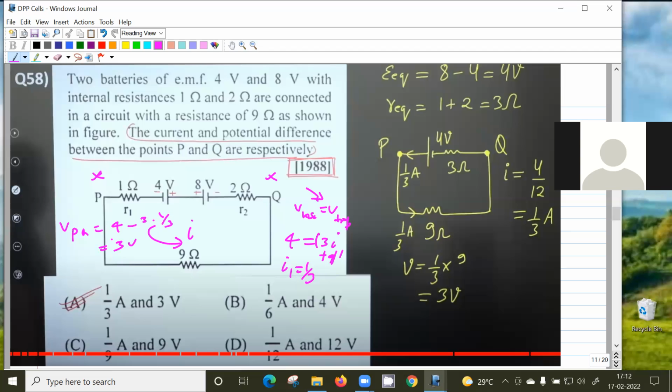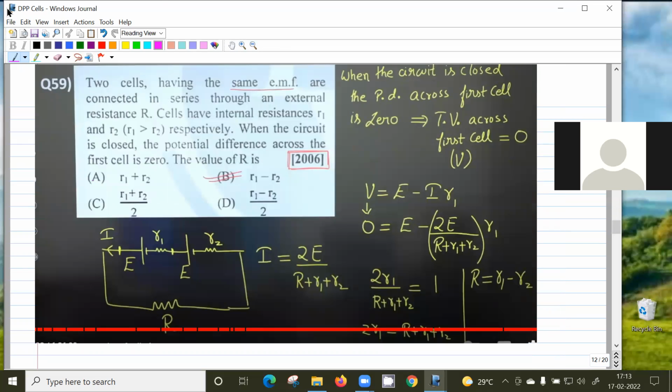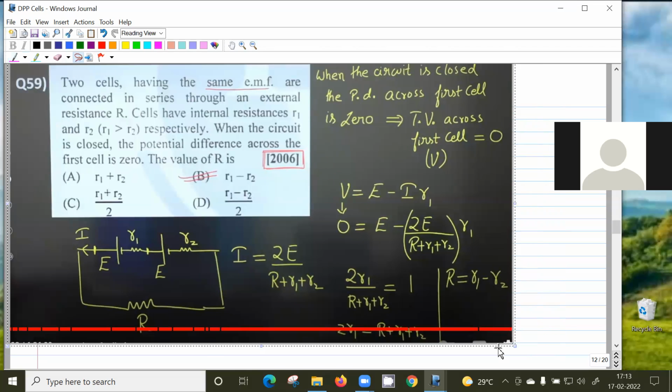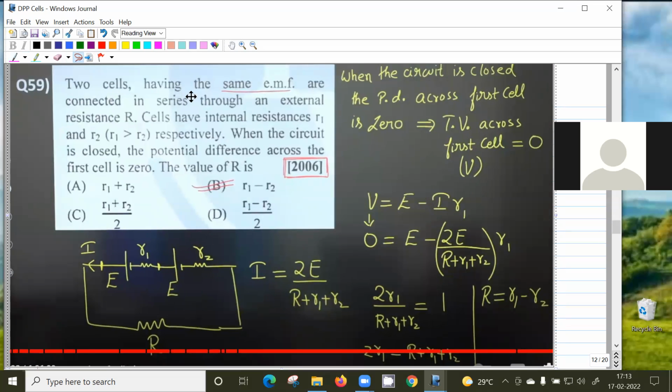So without combining the cells, I can just find the current using KVL. And to go from P to Q, I can use the summation of drops. So without combining cells also I can solve this problem. Clear? Yes, sir. This one. Two cells having the same current in series.